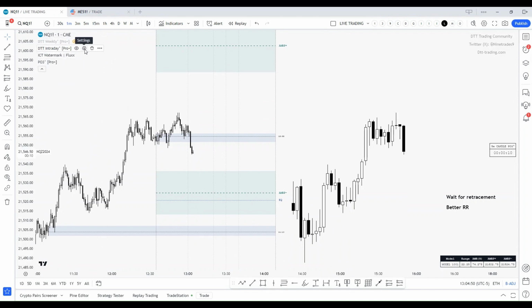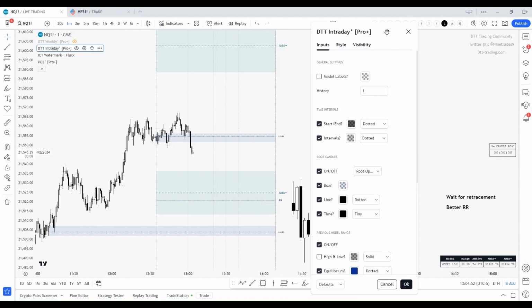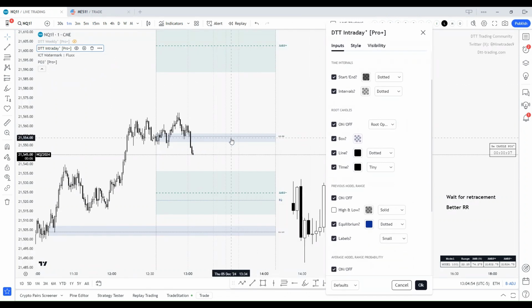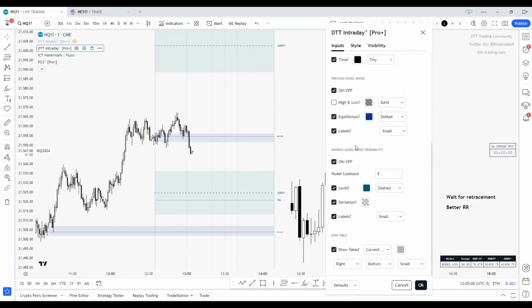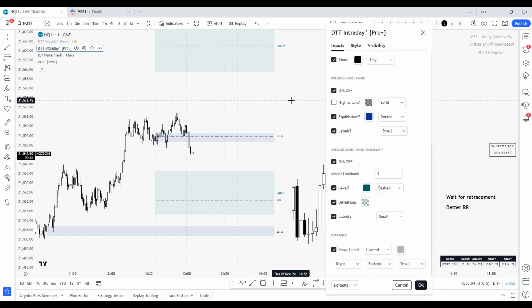It's so simple. It's literally four components: the intervals, these root candles, as Cobra likes to call them, the magical boxes, and then the previous ranges and AMRP. I can quickly go over it again.